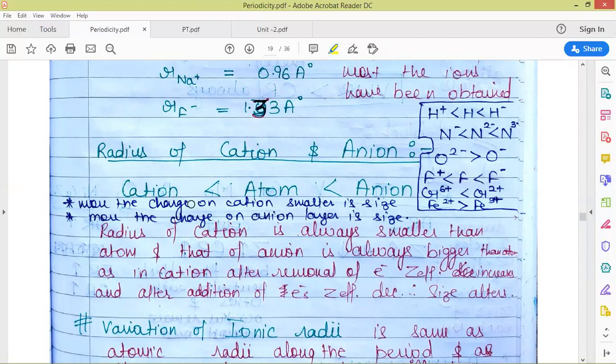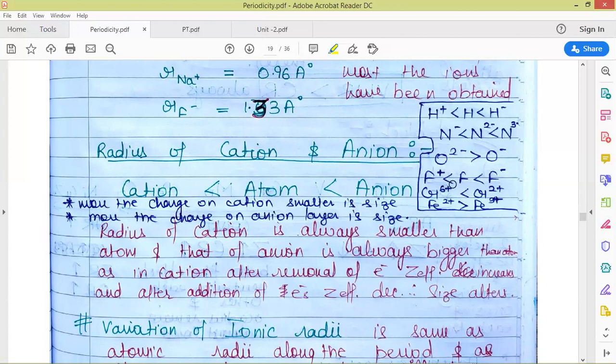Also, the more the charge on a cation, the smaller is its size. Say we are comparing Fe2 positive and Fe3 positive. Here 3 positive is bigger in charge than 2 positive. That means the radius of Fe2 positive is going to be greater than Fe3 positive. This means that the more the positive charge on a cation, the smaller is the size, and the more the negative charge, the bigger is the size.